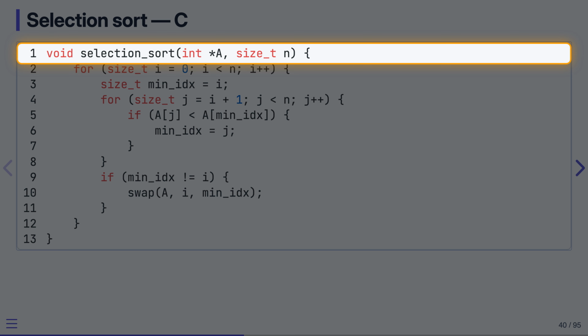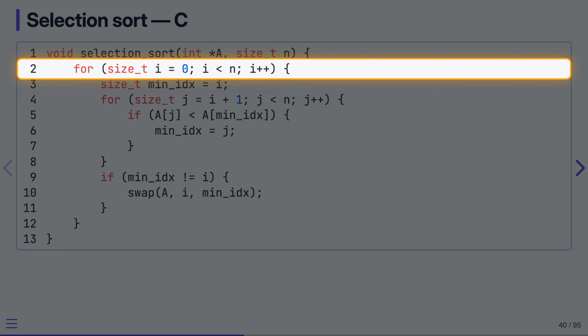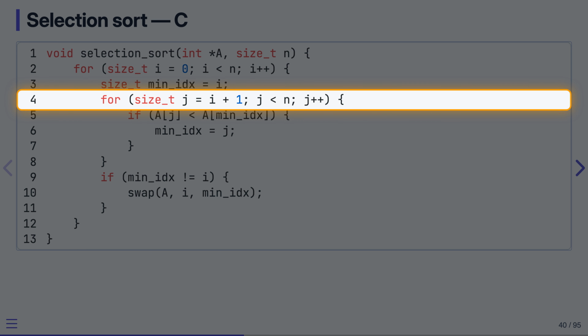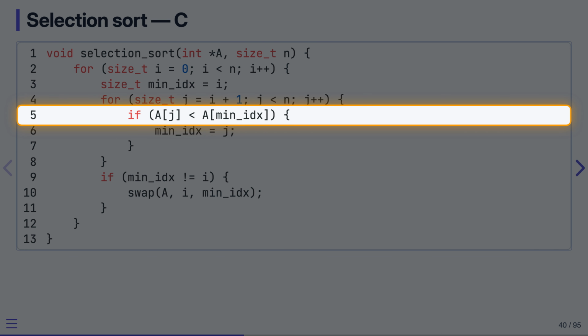Here is selection sort in C. The outer loop walks i across the array. Each pass fills position i with the right value. We start by assuming the minimum is at i itself. Then the inner loop scans everything after i. Whenever we find something smaller, we remember its index.